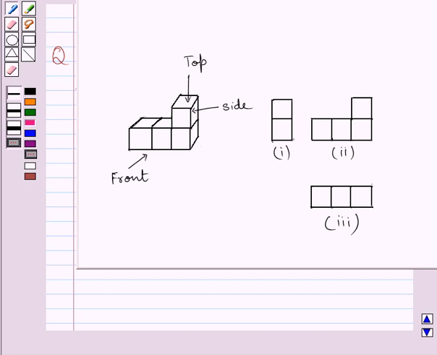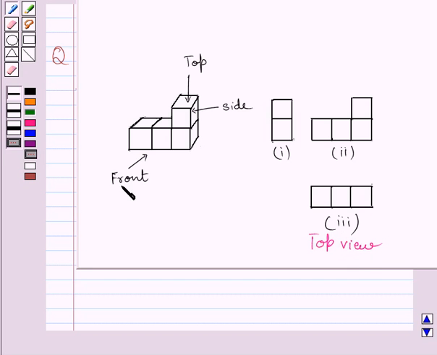Now first of all, we will find which of them is a top view. Now if you see this solid from the top, then you are able to see this square and this square. So, these three squares represent the top view of the given solid.